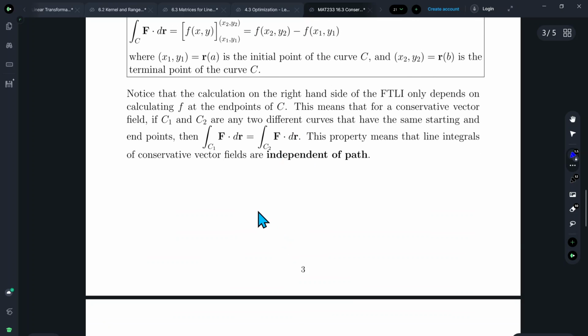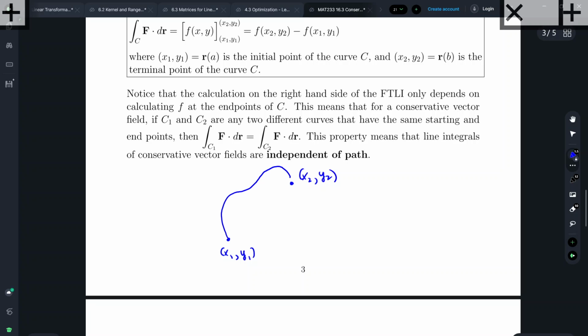So to give you an illustration, right, so say x1, y1 is located here, x2, y2 is located somewhere there, right? So say you have some path C1 that goes from the starting point to the end point, and say I have another path C2 that also starts from the same starting point and ends up at the same ending point.